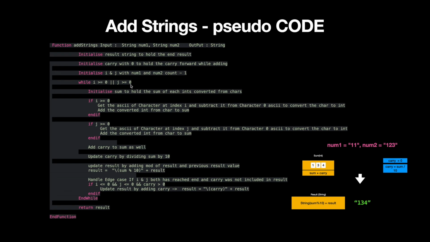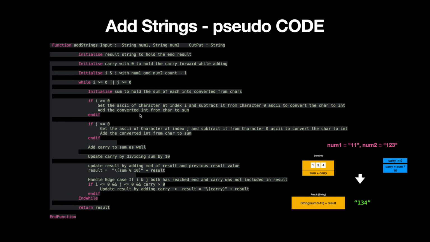You have to have i and j, where i would be initialized with num1 count, and j would be initialized with num2 count, right? And as long as these two are not 0, we will keep on doing our thing. So in the loop, we will have sum, and in the sum, we have to identify if i is greater than 0 or not.